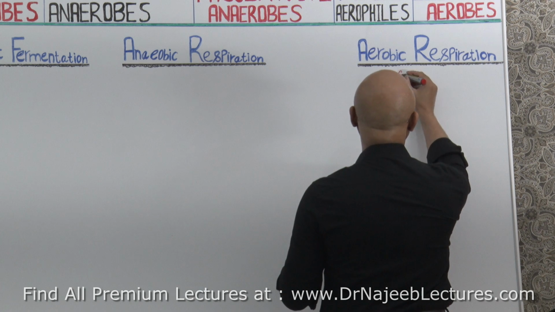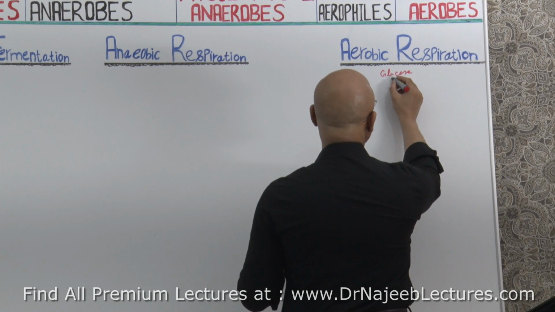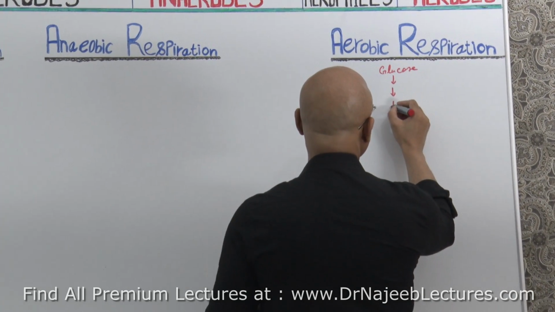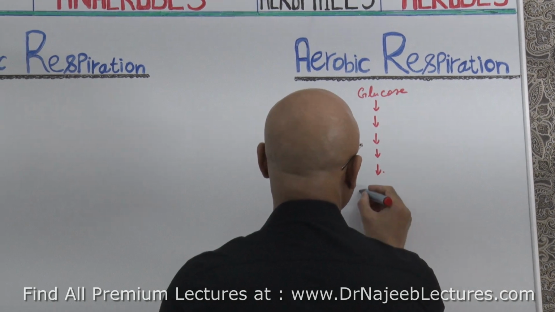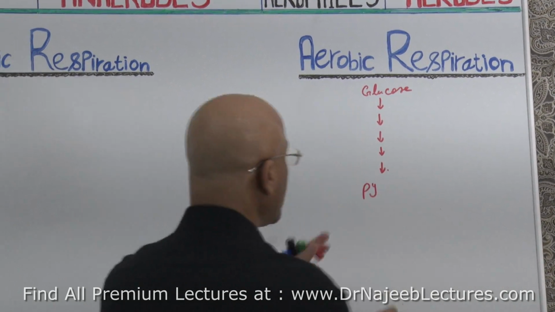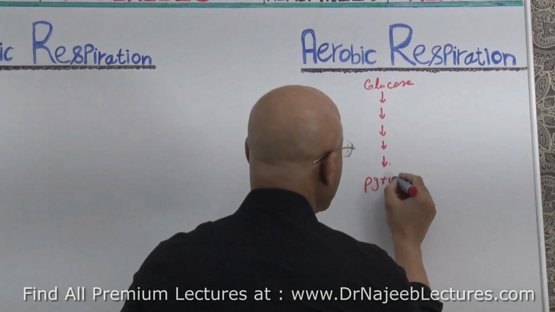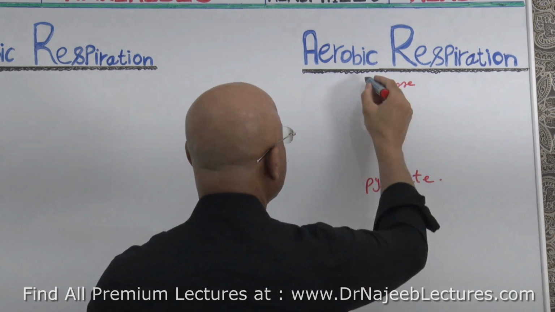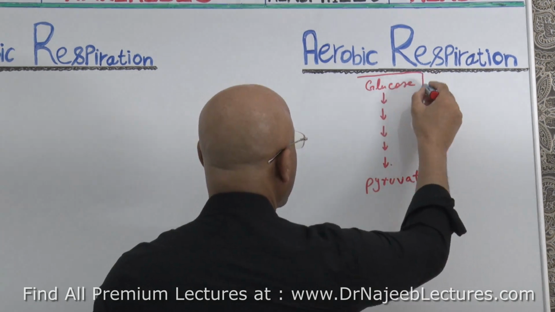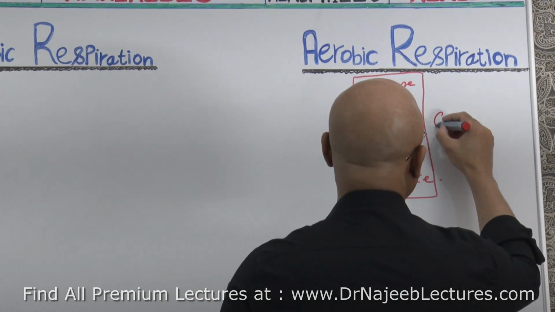Let's suppose you are going to use aerobic metabolism and you are going to utilize glucose as a substrate to make energy. Then you know that through the process of glycolysis, glucose is broken down into pyruvate. And this process where glucose is broken down into pyruvate is called glycolysis.